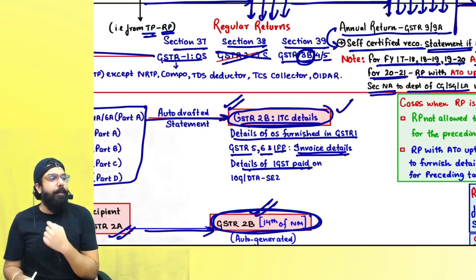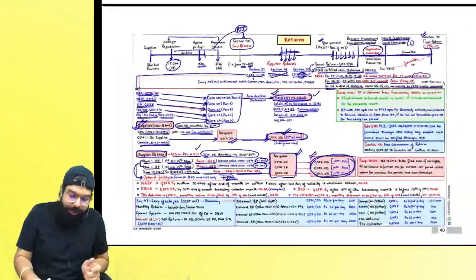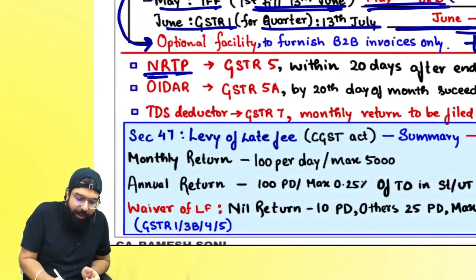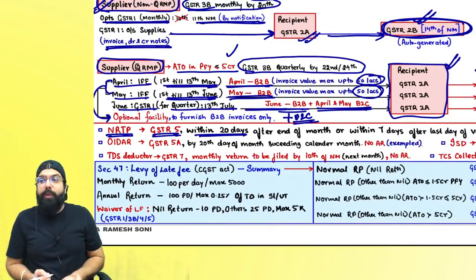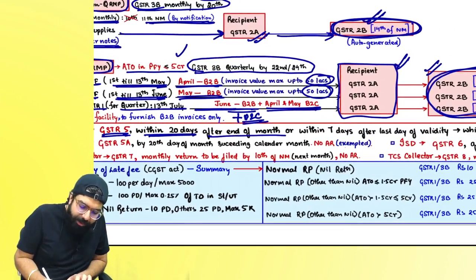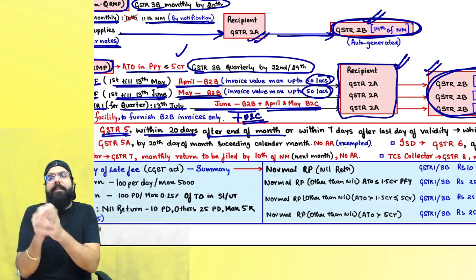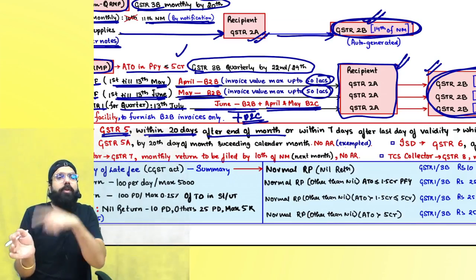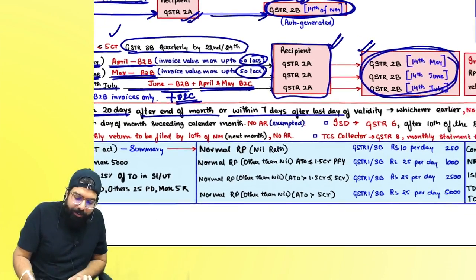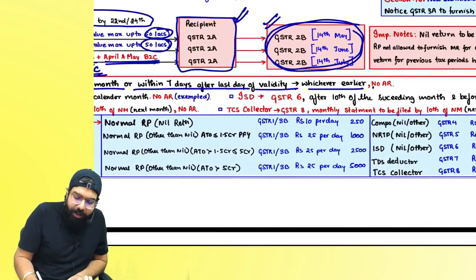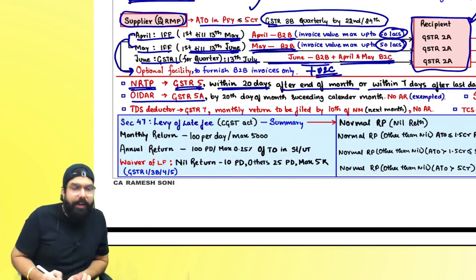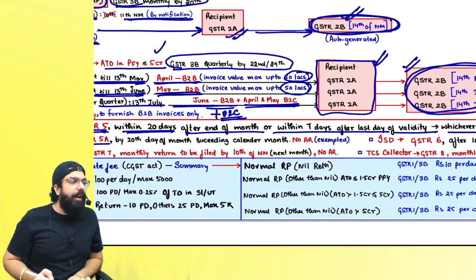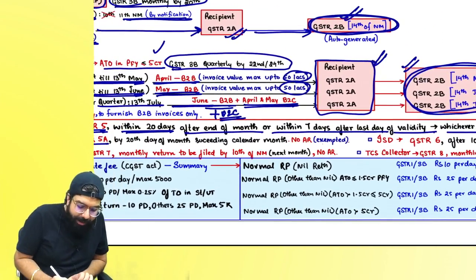Other than GSTR 3B also, other returns are there for other people, which are given below. NRTP goes ahead and files GSTR 5, and the GSTR 5 due date is within 20 days after the end of the month, or if they have taken registration only for 15 days, once 15 days gets over, within the next 7 days after the last date of the validity, whichever is earlier. NRTP does not have to go ahead and file any annual return. For OIDAR, GSTR 5A is there, and OIDAR will go ahead and file by the 20th of next month. Right, everyone? An annual return is not required.